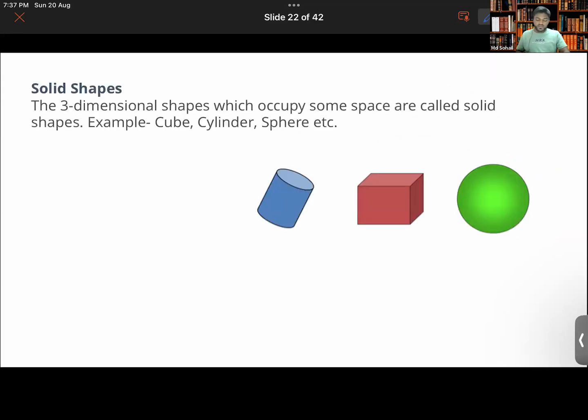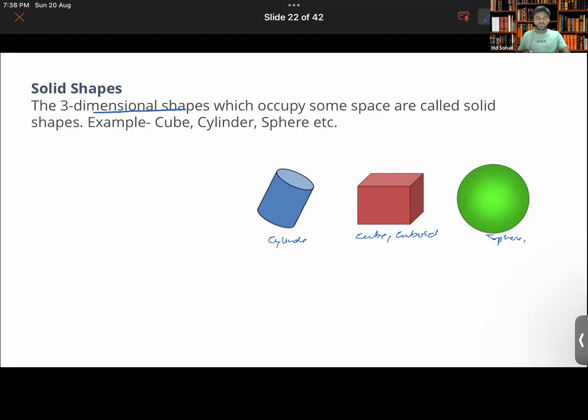Now, in today's class, we will be talking about solid shapes, the 3D shapes. Getting it? Okay, so what are the 3D shapes that we're going to talk about? It will generally be cylinder, cube, and cuboid, and a sphere. These are some of the common 3-dimensional shapes.